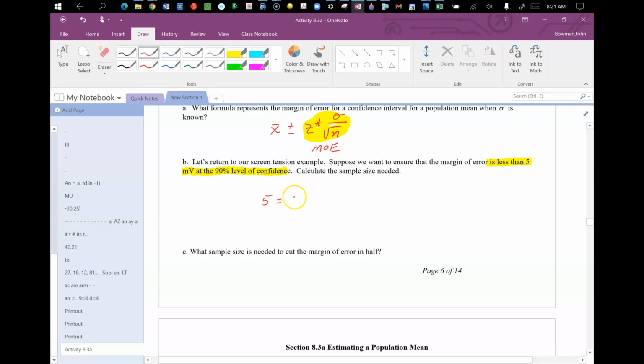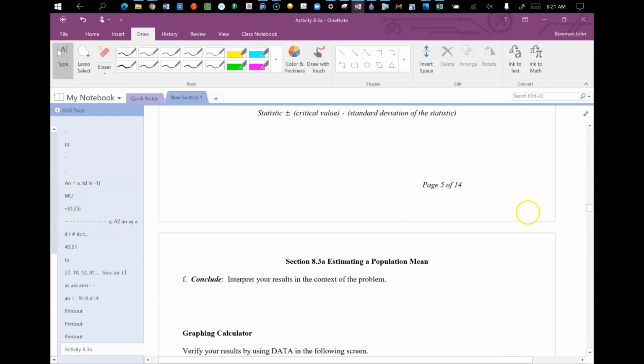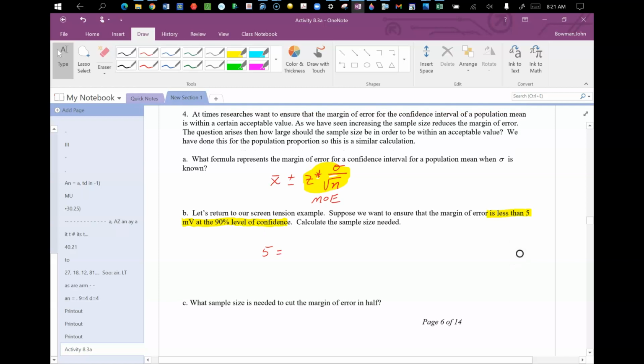That is the critical value, which, by the way, we earlier calculated for a 90% confidence interval, and we calculated that to be 1.64, times the assumed population standard deviation, 43, over the square root of the sample size. And now, through the black magic of algebra, we can solve that for n. And when you solve that for n, you always need to round up, because if you round down, then n is going to be too small to meet your conditions for the margin of error that you want.